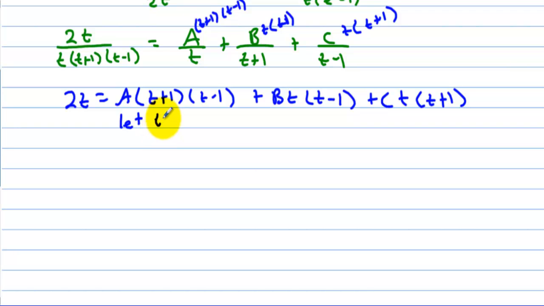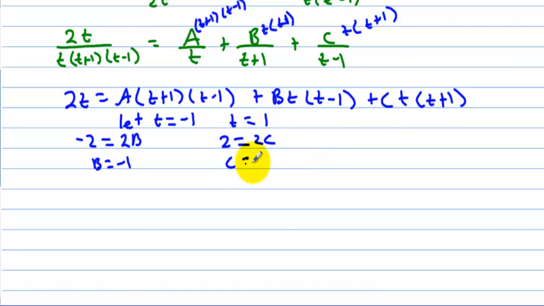Let's let t equal negative 1. We have negative 2 is equal to, negative 1 makes this 0, negative 1 makes this one 0, so we're left with the 1 in the middle. And we have negative 1 times negative 2. That's 2, 2b. b equals negative 1. Let's let t equal 1. This becomes 0, this becomes 0, and we have 2 times 1 is 2. We have 2 times 1, 2 is equal to 2c. c is equal to 1.